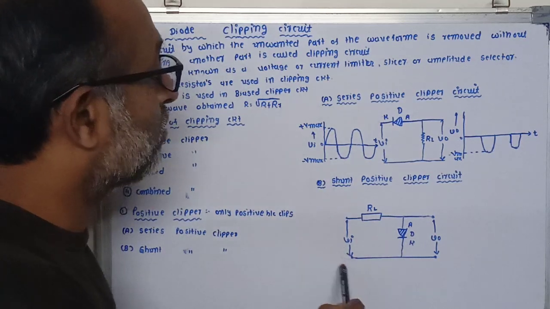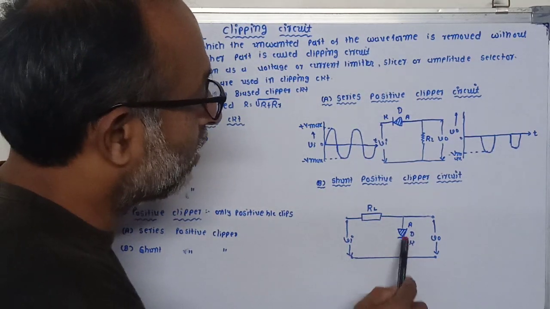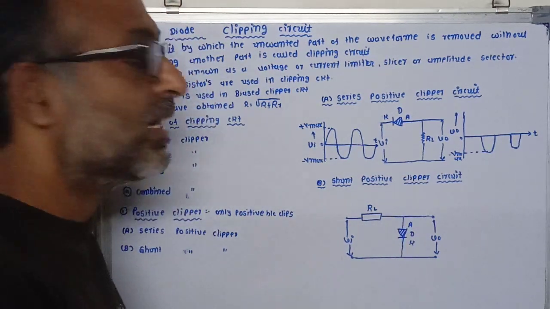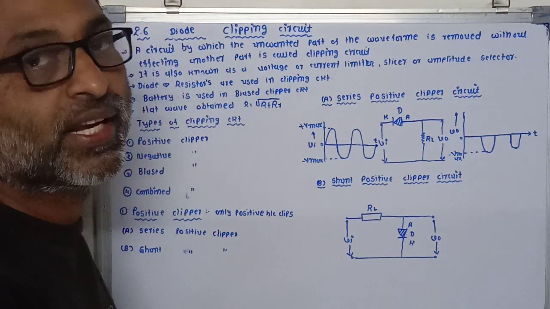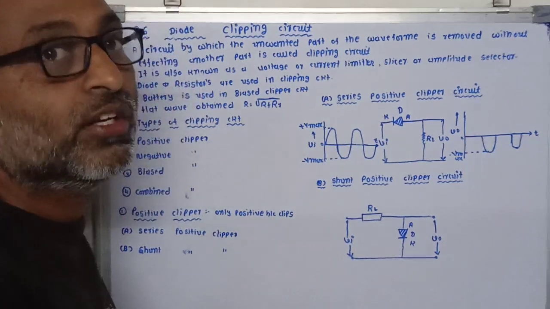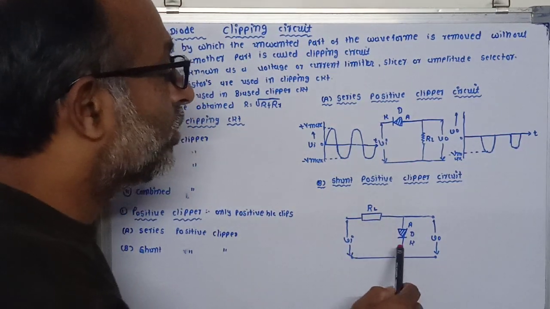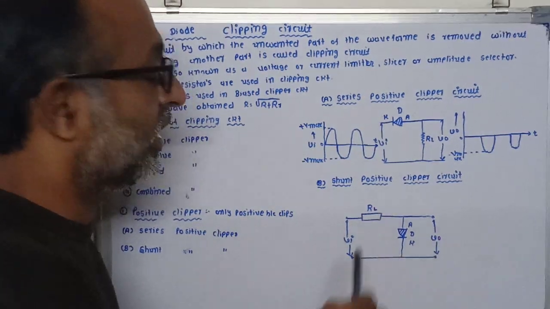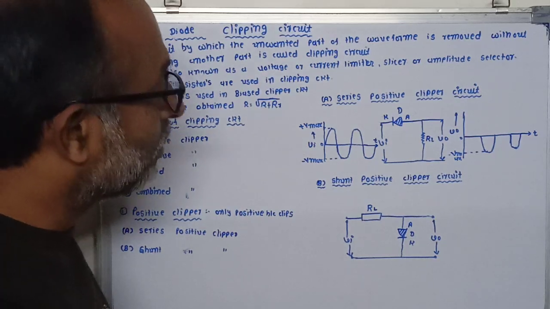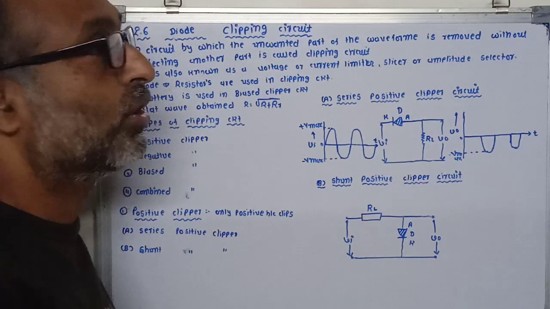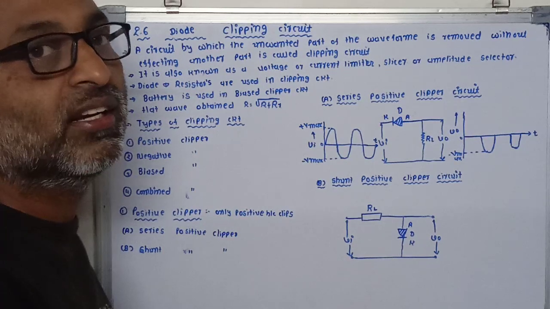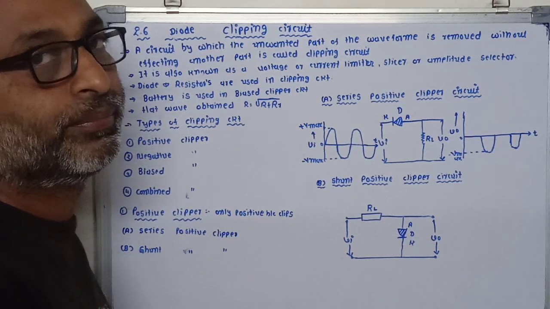Now during the negative half cycle, the cathode terminal becomes positive compared to the anode terminal. That means it is reverse biased, and it offers very high resistance, and it acts as an open circuit. So we will get the output voltage in the output circuit, but in the negative direction. So you can say that in this circuit also the positive portion of the input cycle is clipped, and we will get only the negative portion of the input cycle in the output circuit.